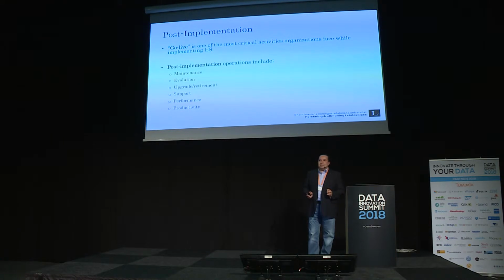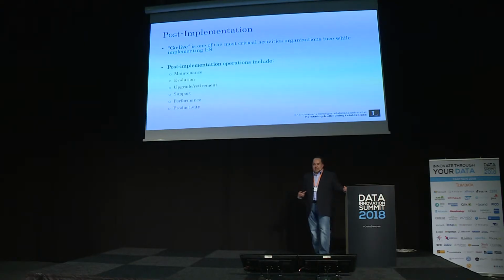So what happens post-implementation? Like I said, now we are live. That means the system is running the business, because these systems have a wider scope. What kind of operations do businesses need to face once live? They maintain these systems. These systems need to evolve as per the dynamic needs of the business as well. So there are upgrade and retirement, support, performance of these systems, and also productivity of employees working on these systems. As you can see, there are many operations we need to take care of once these systems are live. That also means that live is not the end of the story.